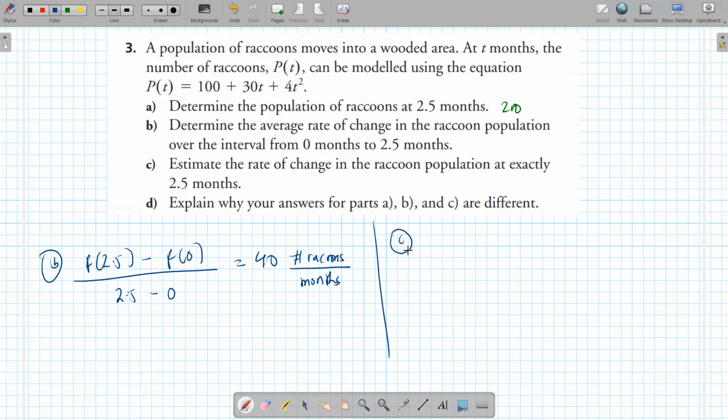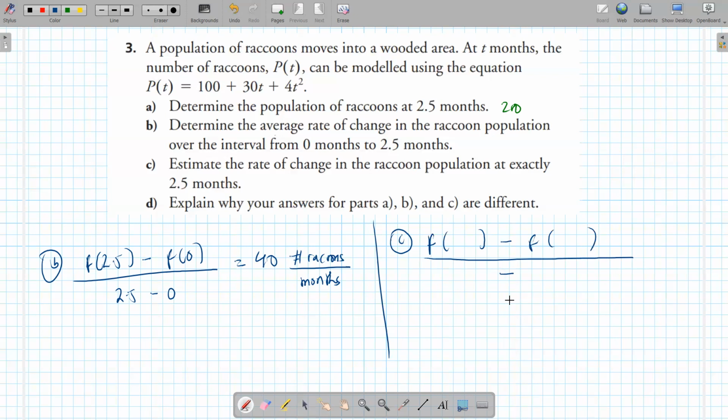What about part C now? Part C is asking us for 2.5 months. Instantaneous. You know it's instantaneous because you only have one x value. But because of this word here, exactly also means instantaneous at that very specific time. What's the approach for C? It's the same formula, right? It's f of something minus f of something all over something minus something. But it's not 2.5 and 0.